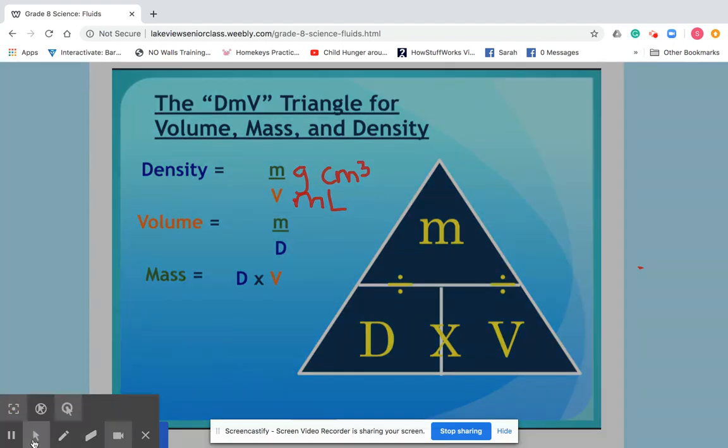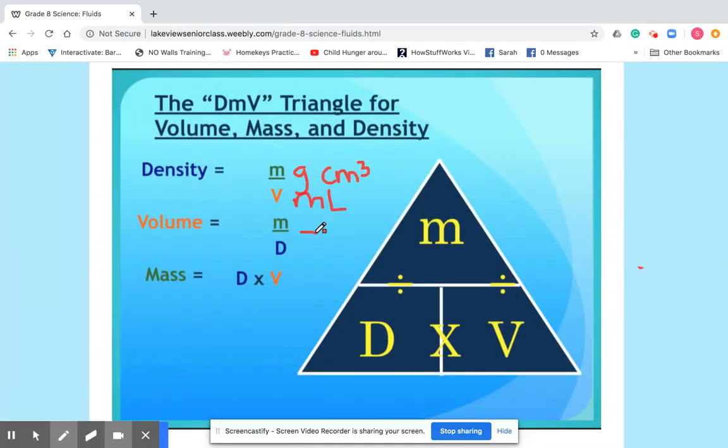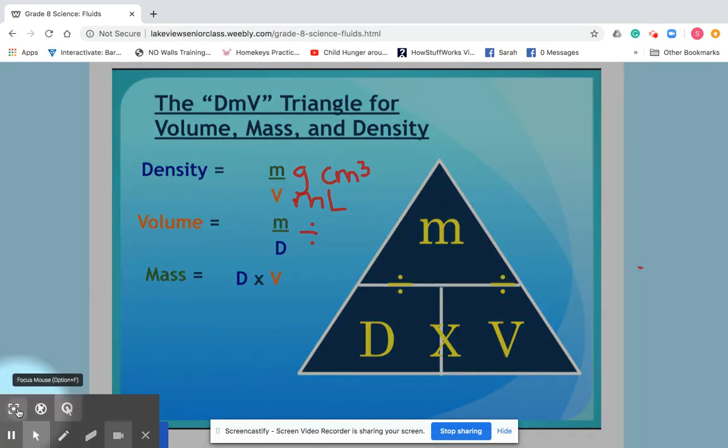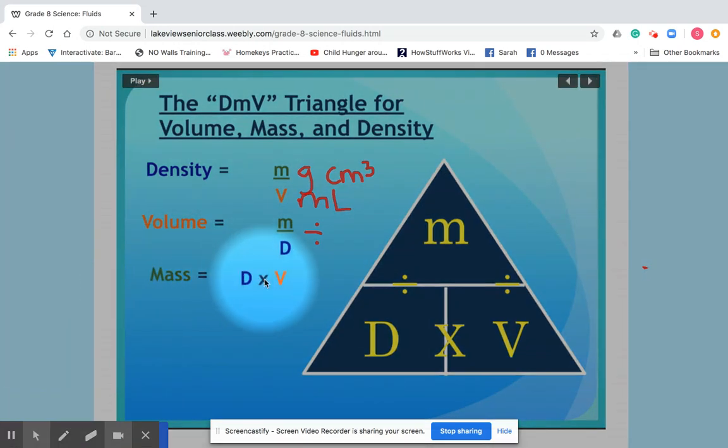Okay, if we were going to be trying to find the volume of an object, I need its mass, and I'm going to divide that by its density, if I know the density. So it's going to be its mass divided by its density. And then if I wanted to find the mass of an object, I would take its density and multiply it by its volume. So if you would like to just pause the video here and make sure you write those 3 formulas down on your page.